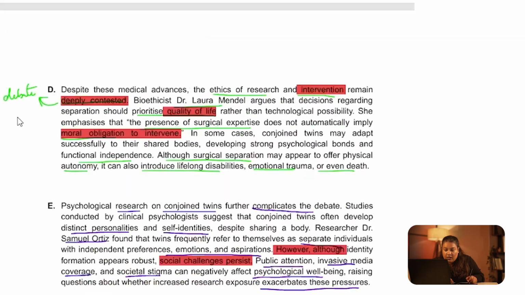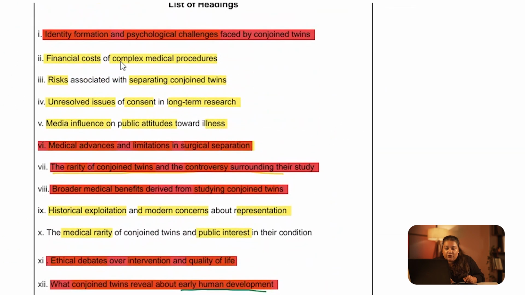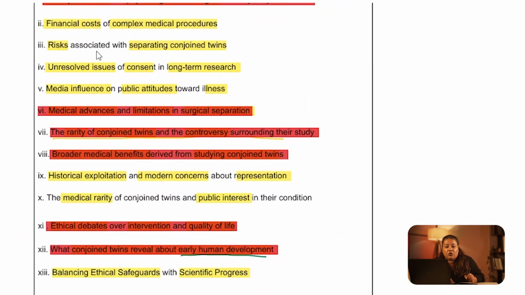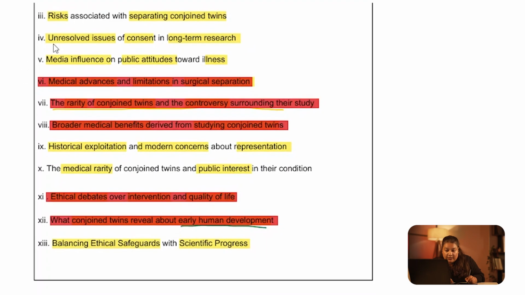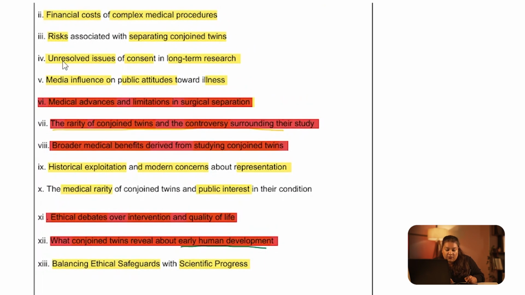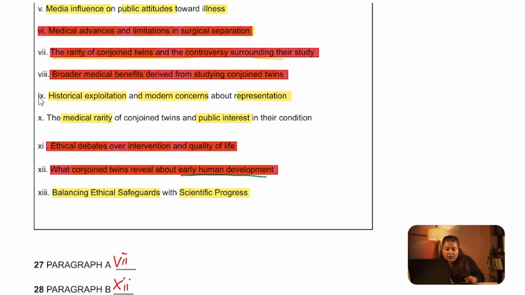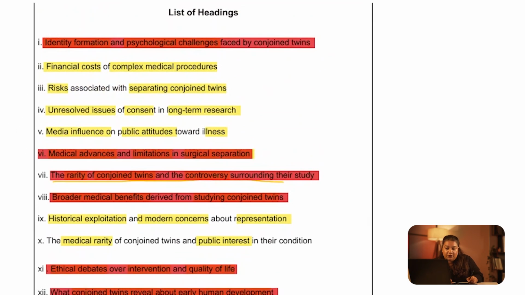All right, so let's go back. We look at option number 2. Financial costs of complex medical procedures, not really. We don't have anything talking about financial cost. Risks associated, no. Unresolved issues, no. Yes, unresolved issues of concern in long-term research, yes. So we do have something talking about it because we have the particular keyword concern everywhere, and especially how they have conflict of interests. Fifth option, media influence, not really. Ninth one, no. Tenth option, medical rarity, or the thirteenth one, not really. So we will stick to option 4 because that's what it clearly states. So I'm going to be eliminating this because we cannot use it for any other option.